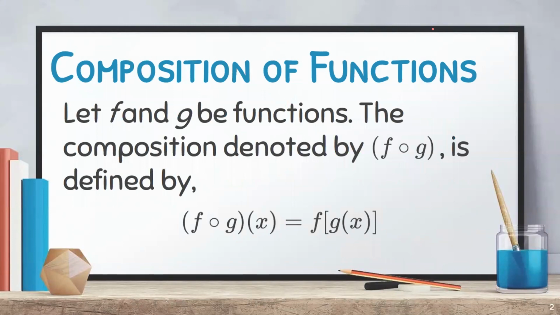Composition of functions. Let f and g be functions. The composition denoted by f composition of g is defined by f composition of g of x is equal to f of g of x. Meaning, composition of function is substituting a function to the variable of another function. The second function is the function to be substituted to the first function.